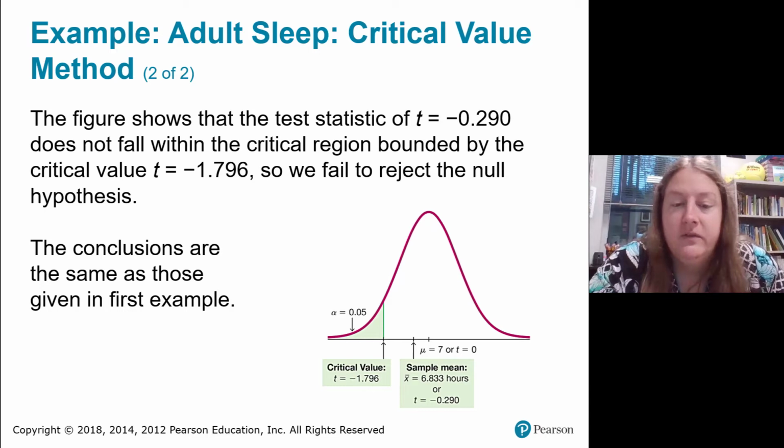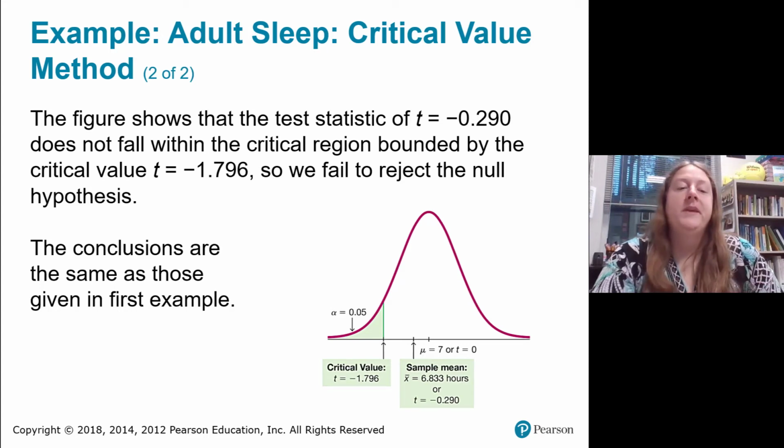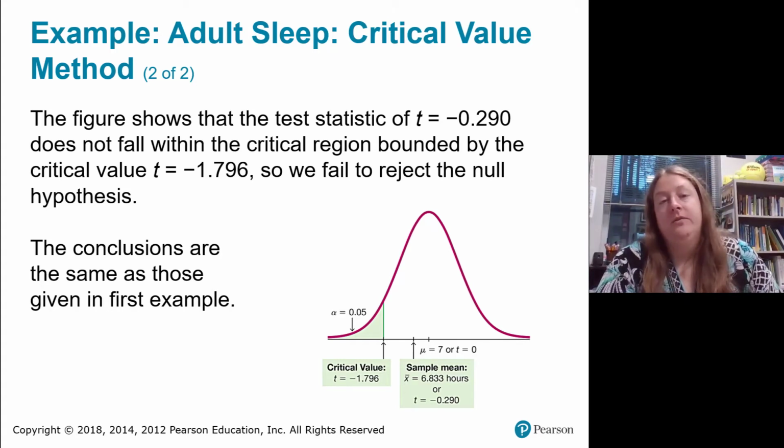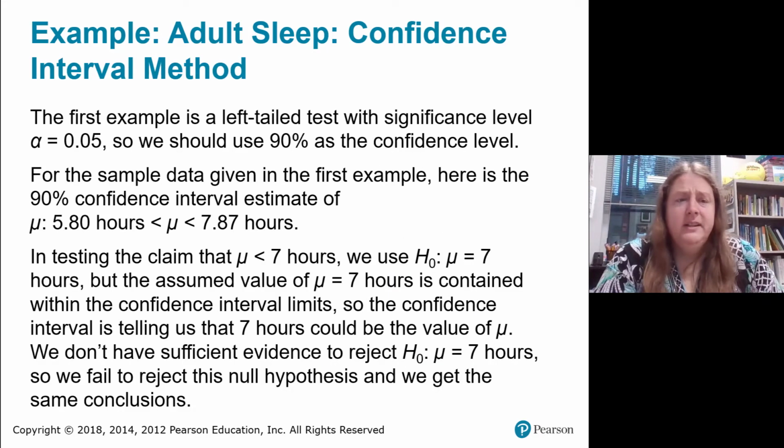We identify our critical value. We identify where our test statistic is. And we've shaded in our critical region green there to the left of our critical value. Notice our test statistic falls outside of that because it is greater than negative 1.796, and we're doing a left-tailed test. So our conclusion is again the same that we would have made in our p-value method. We would fail to reject.